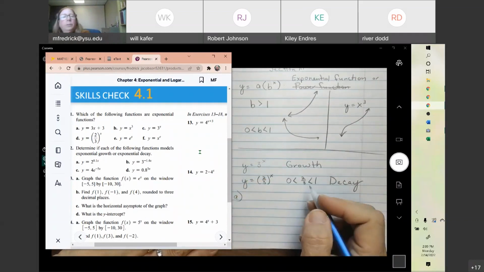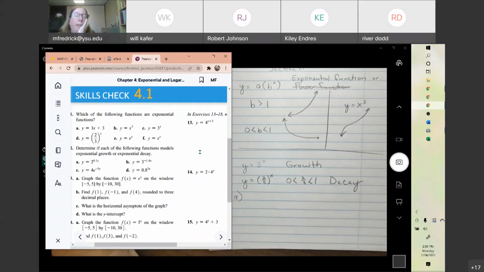For number 2, oh, I guess F. F is not exponential because the x is not in the exponent. X to the e is the same as x to the 2.718, so this is not exponential. It's almost cubed, 2.7. Any questions so far?